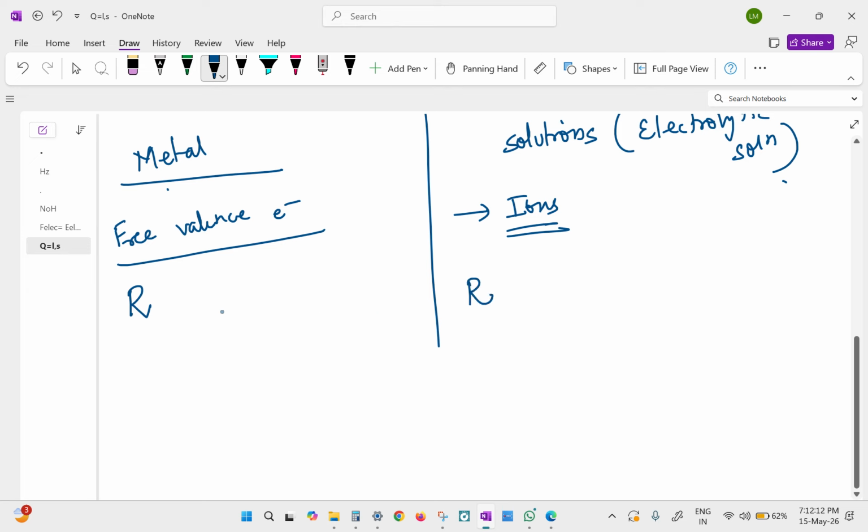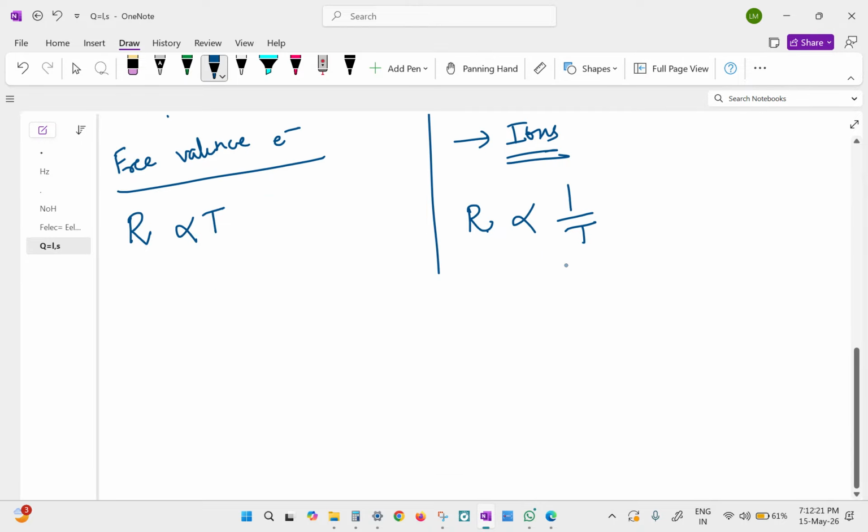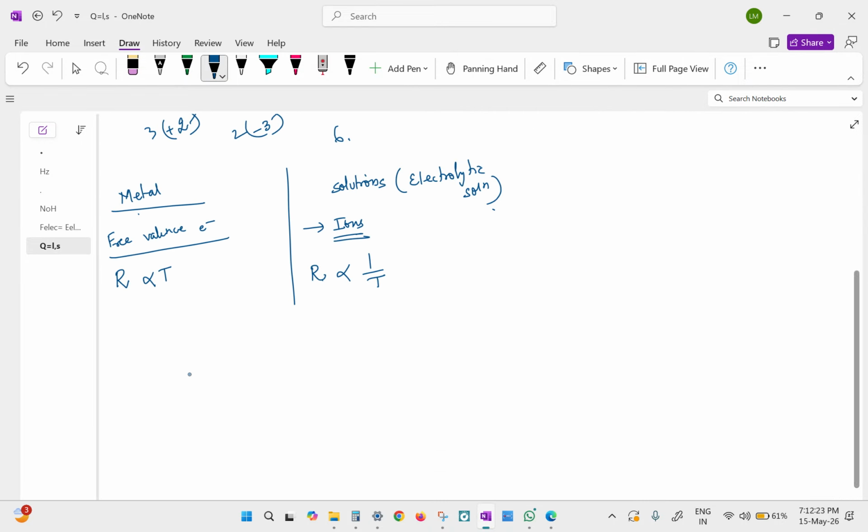It increases, ma'am. What happens to the resistance of the electrolytic solution? It decreases. Okay. So if you understand how the conduction happens, it will be clear. And this is not new to you.